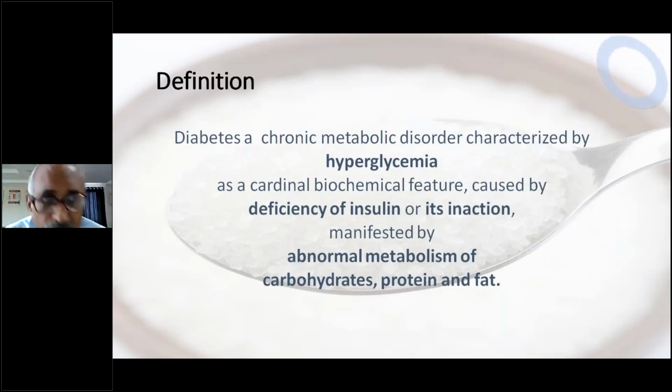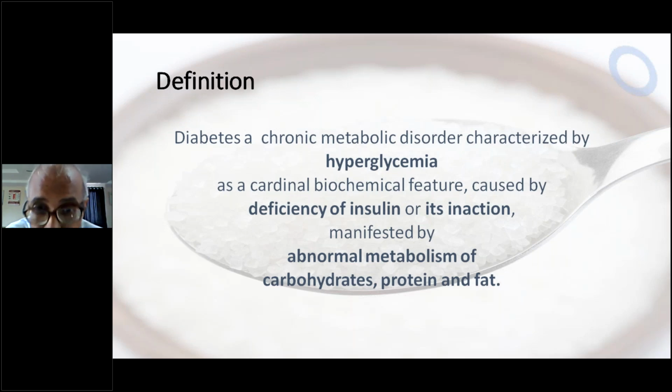What is diabetes mellitus? All of you are familiar with this. It's a metabolic disorder characterized basically by hyperglycemia, the cardinal feature of this. Why this hyperglycemia? Because of the deficiency of insulin or its inaction, both. Even if insulin is there, if it's not functioning, it's as good as not present. So, deficiency or inability of action of insulin.